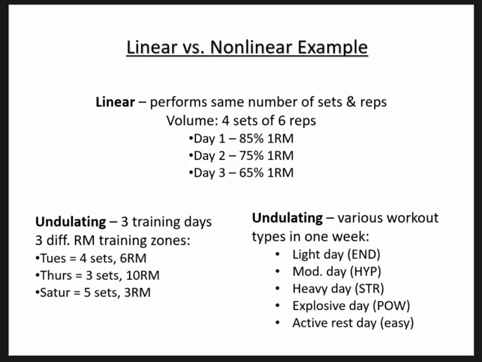Here's another example of undulating nonlinear, where we have just different workouts, but they're described descriptively. So we have a light endurance day, could be 12 reps at 65%. We have a moderate hypertrophy day, could be 8 to 10 reps at 70%. We have a heavy strength day, could be 2 to 3 reps at 90 to 95%. We have an explosive power day, and then our active rest day.